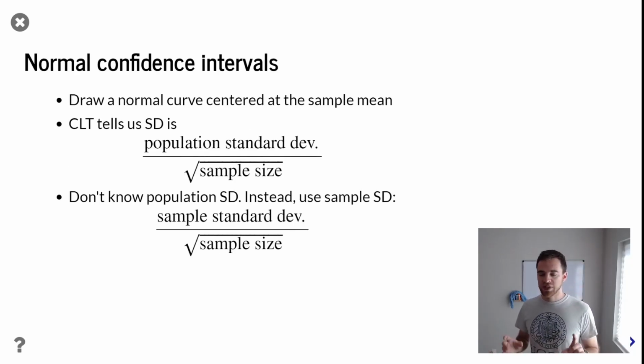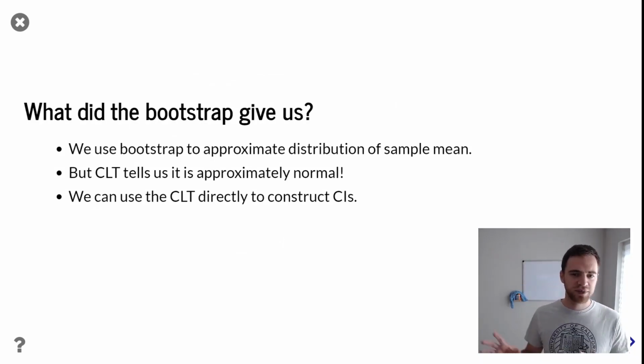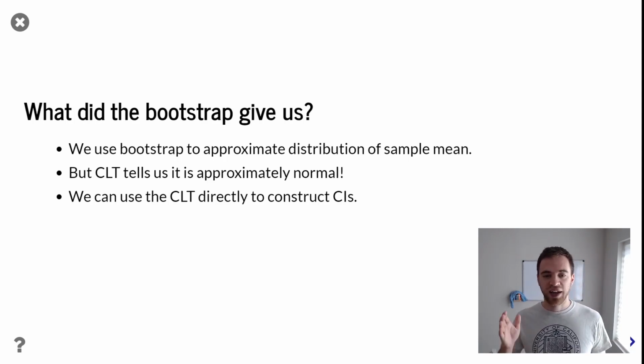Now, we're stuck for a little bit. You might have been wondering, the central limit theorem tells us it'll be normal, and it's centered at the population mean, and its width is the population standard deviation over the square root of the sample size, but I don't know the population mean, and I don't know the population standard deviation. And that's exactly right. We don't know these things. If we did, we wouldn't be doing any of this.